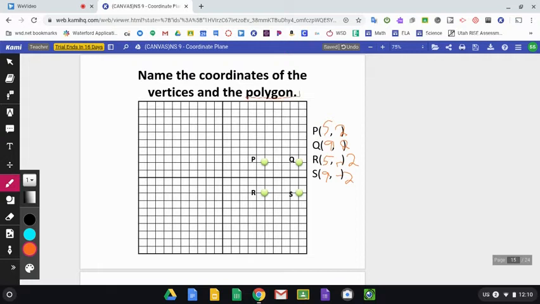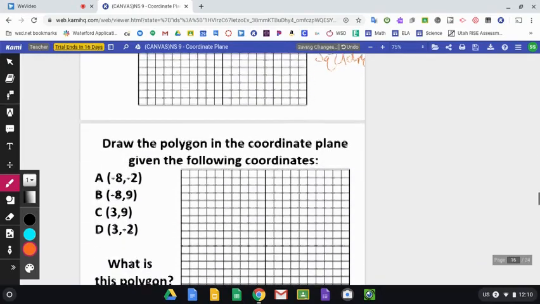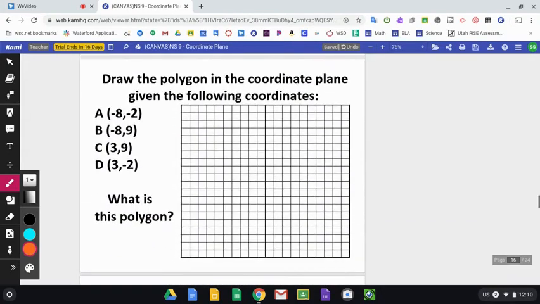And did you guess what kind of polygon it is? Hurry, guess. All right, the most specific answer you could give this is a square. A square. Yay! Now we get to actually plot the points on the coordinate grid instead of just naming the points.